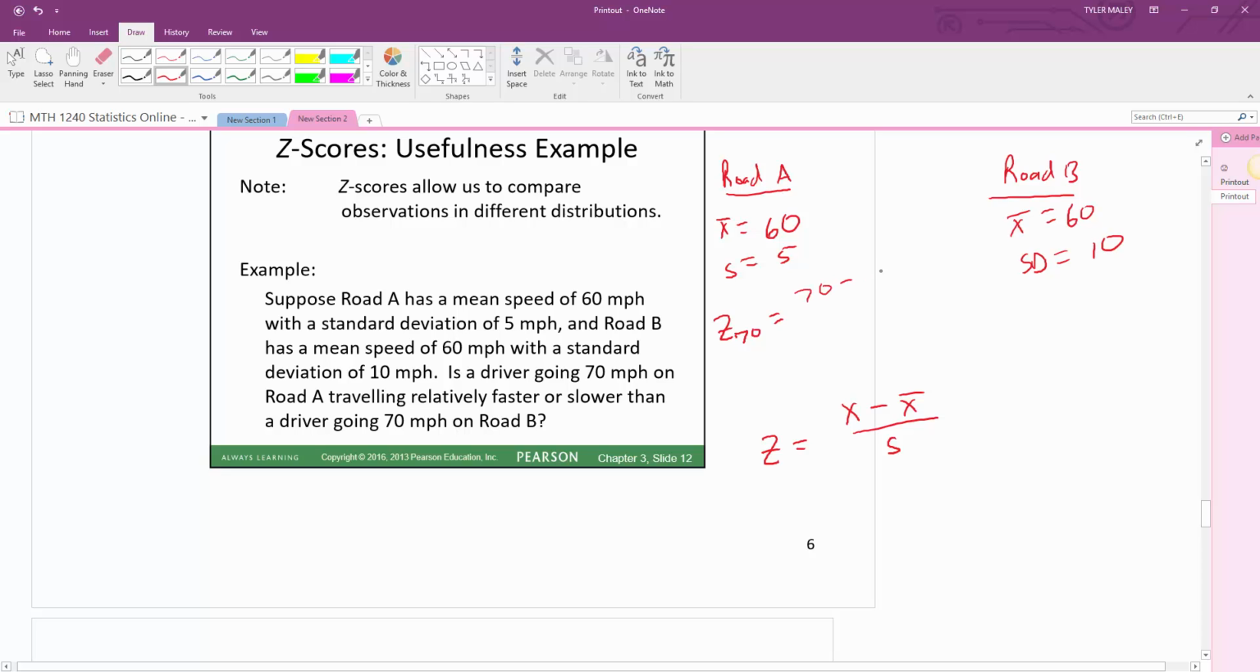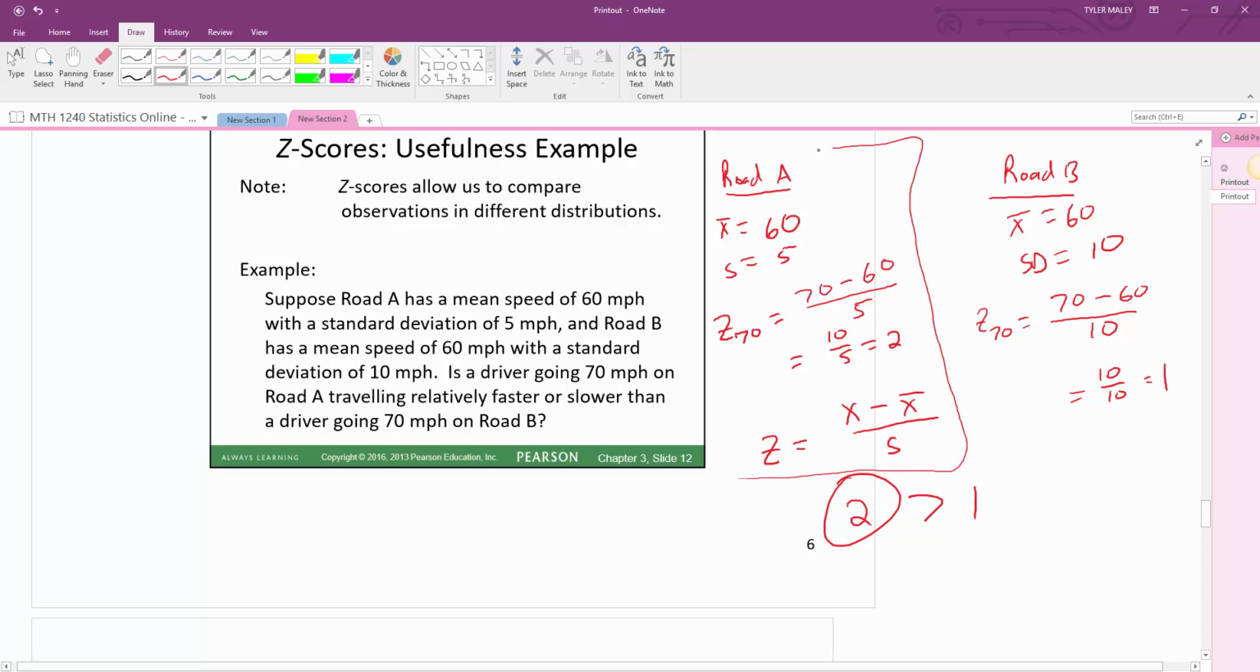We would do 70 minus the mean, so minus 60, divided by 5. Then over here, we would do something similar. So we take the 70 score minus the mean, but we divide by 10 this time. So this would be 10 divided by 5, which is 2. And then over here, this would be 10 divided by 10, which is 1. So since 2 is greater than 1, this person would be going relatively faster. This person is further away from the mean.